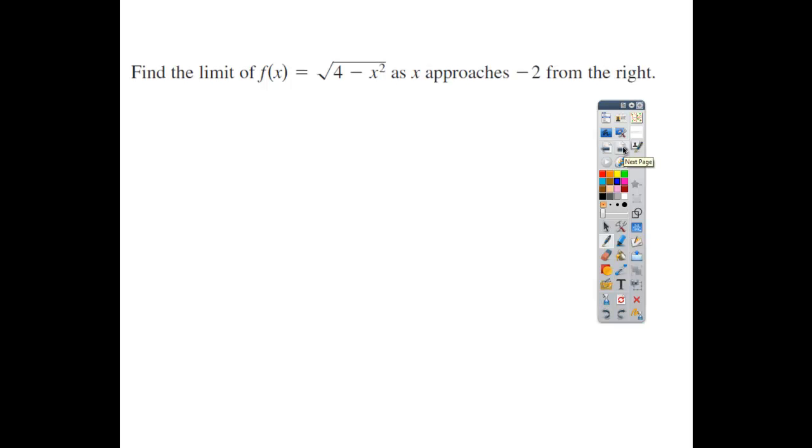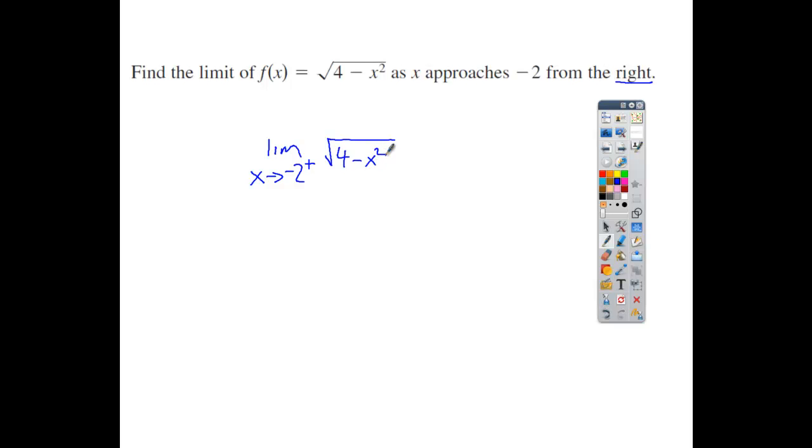Next, I want to find the limit of f of x is equal to root of 4 minus x squared as x approaches negative 2 from the right. We just learned this. We've got the limit as x is approaching negative 2 from the right. I'm going to have a plus there. The plus means we're approaching from the right. If I have a negative sign behind the 2, that means we're approaching from the left, of the square root of 4 minus x squared.